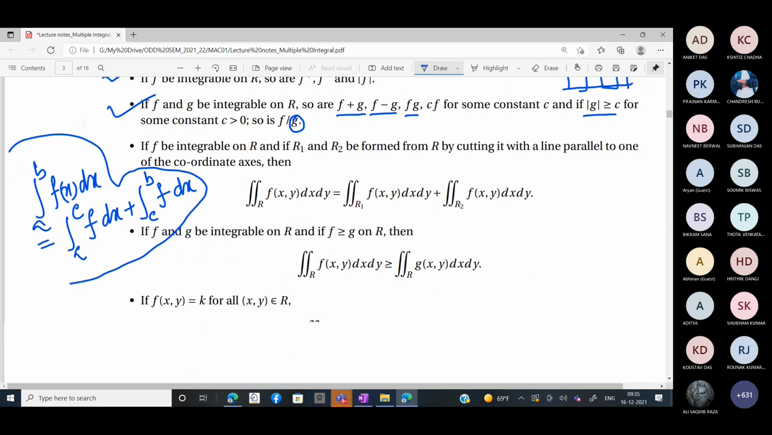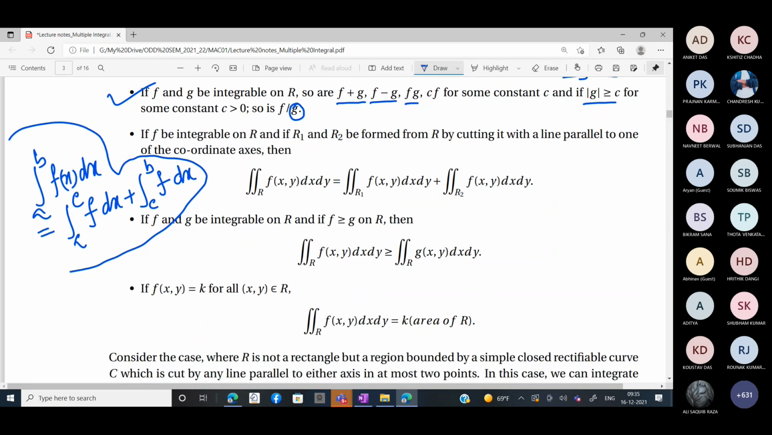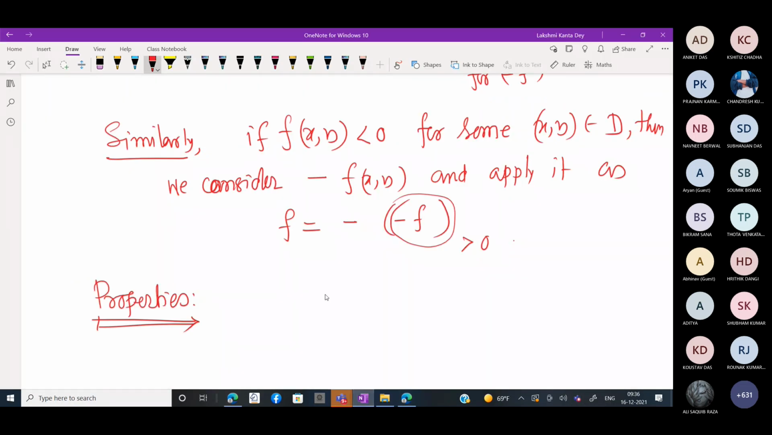Now, if f and g are two integrable functions, and if f is greater or equal to g on R, on the domain of definition R, then its volume contribution is bigger than that of g, which is a smaller function. So this is quite an expected result. Now you see, if f of x comma y is equal to k for all x, y belonging to R, that means it is a constant function, then the integral is k into area of R.